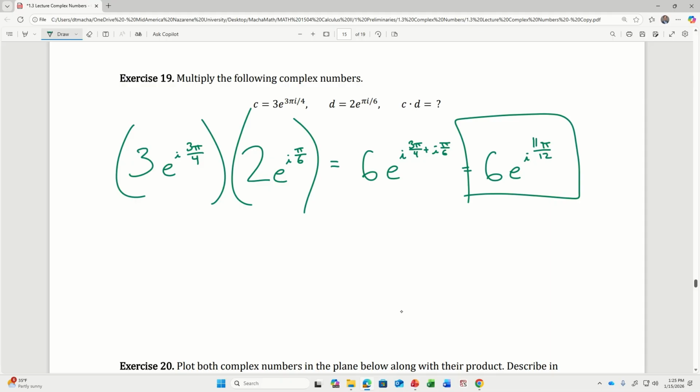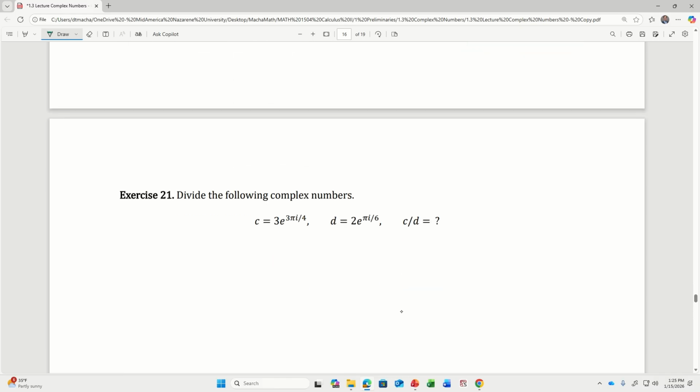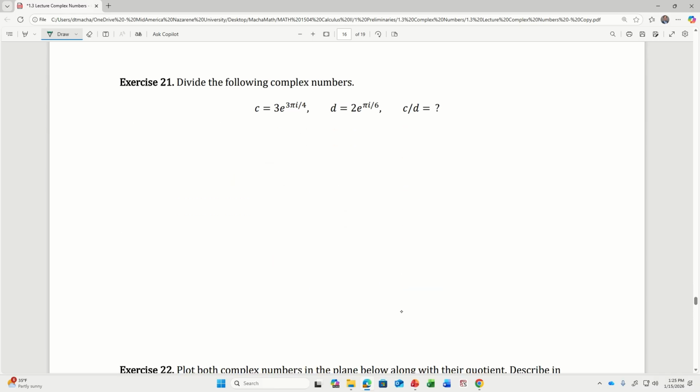So it's kind of a rotation that depends on the location of the numbers. Likewise, if I want to divide the numbers 3 e to the power i times 3 pi over 4 divided by 2 e to the power i pi over 6, then I'm going to divide 3 divided by 2 to get my new absolute value.